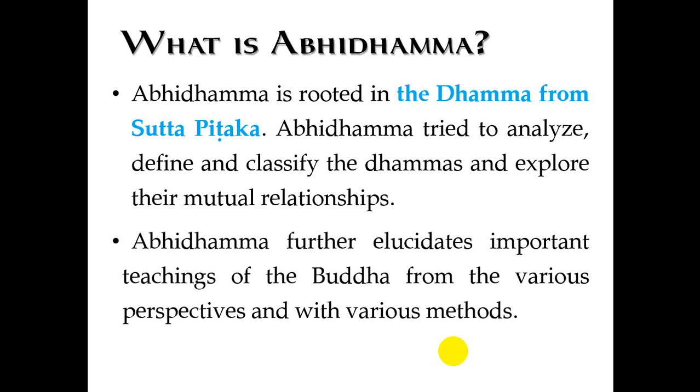Abhidhamma further elucidates the important teachings of the Buddha from various perspectives and with various methods. As you know, Abhidhamma further explains the 5 aggregates, 12 bases, and 18 elements. So it analyzes in detail. It is quite interesting that in the Vibhanga, the second book of the Abhidhamma texts, they use both the Abhidhamma method and the Sutta method, 2 methods.